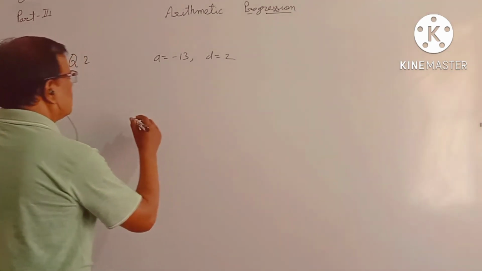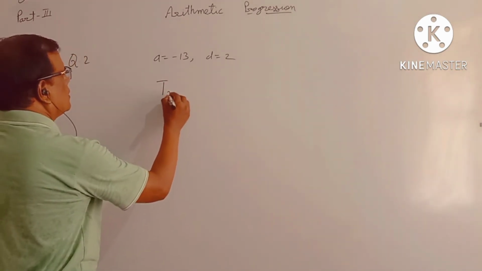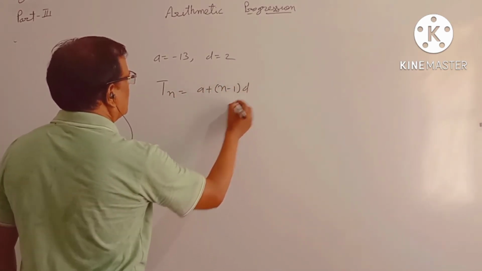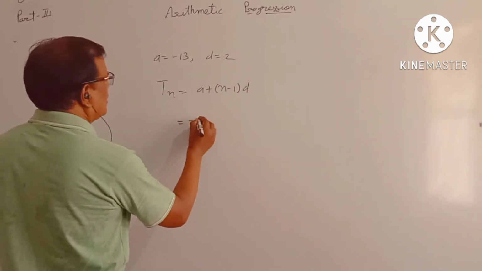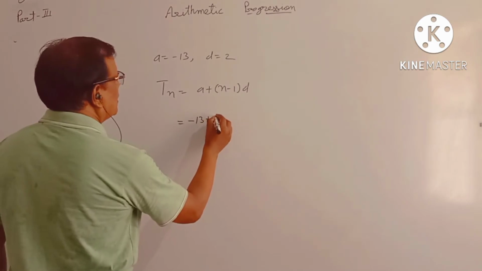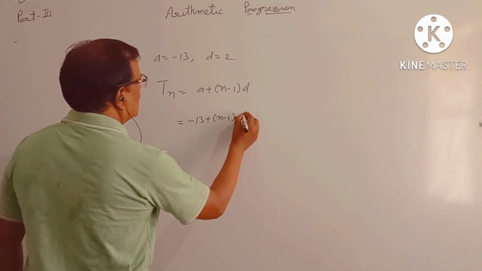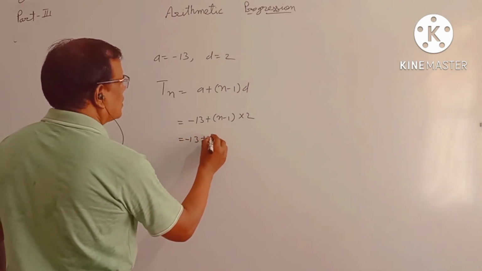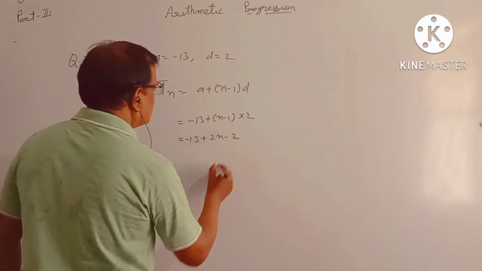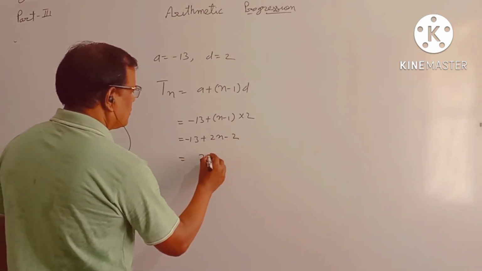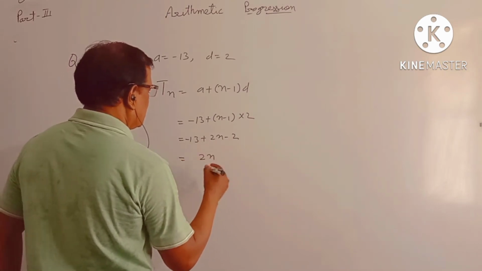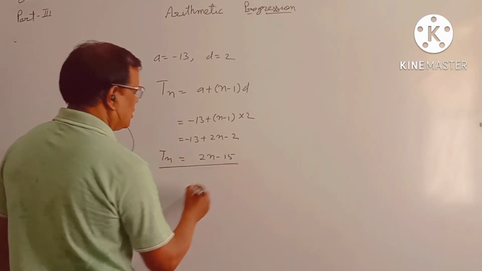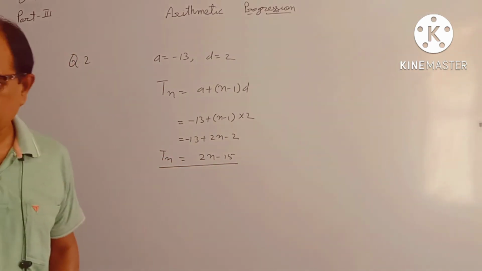We want to know Tn, as Tn equals A plus n minus 1 into D. So we put A as minus 13 and n minus 1 into 2. So we write minus 13 plus 2n minus 2. So we write 2n, and minus 13 minus 2 is minus 15. Tn will be 2n minus 15. Now we go to the next question.